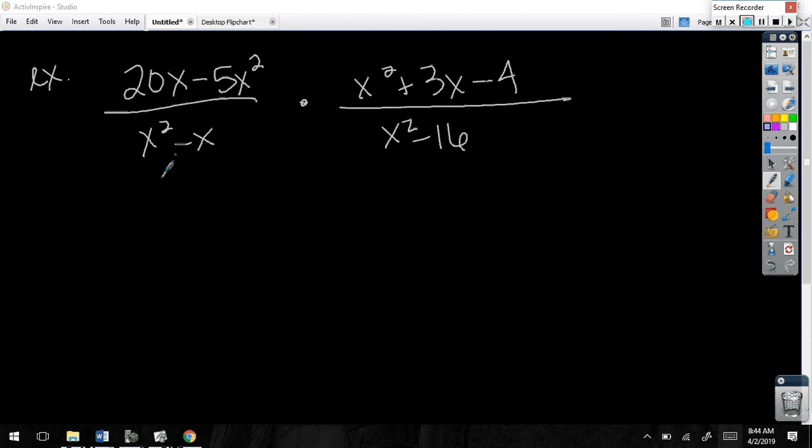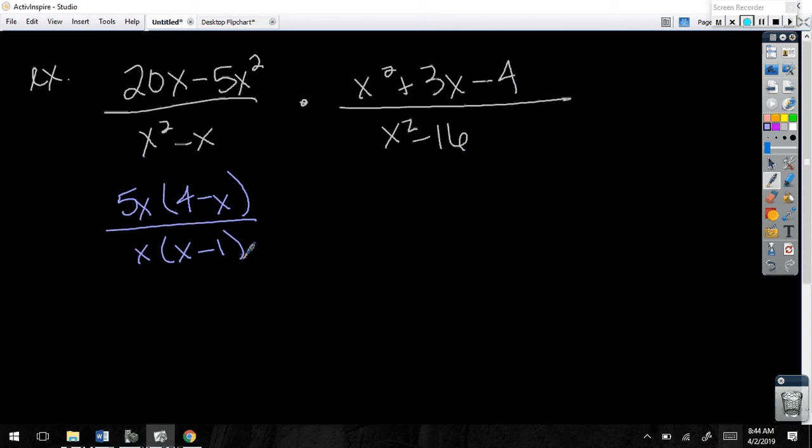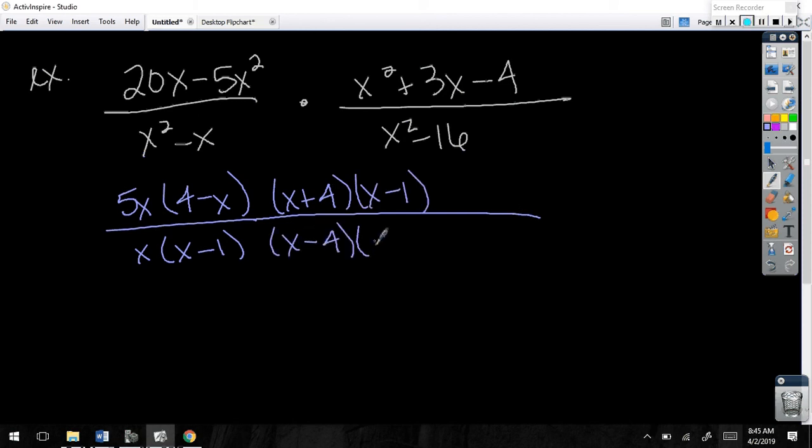So up top, I won't do that, even though I am lazy enough to do it. I'm going to take a 5x out. It leaves me with 4 minus x. On the bottom, I'm going to take an x out. It leaves me with x minus 1. Over here, I have x plus 4, x minus 1. And this is the difference of two squares, so I get x minus 4, x plus 4. And I'm going to just start marking stuff out. The x plus 4's go.